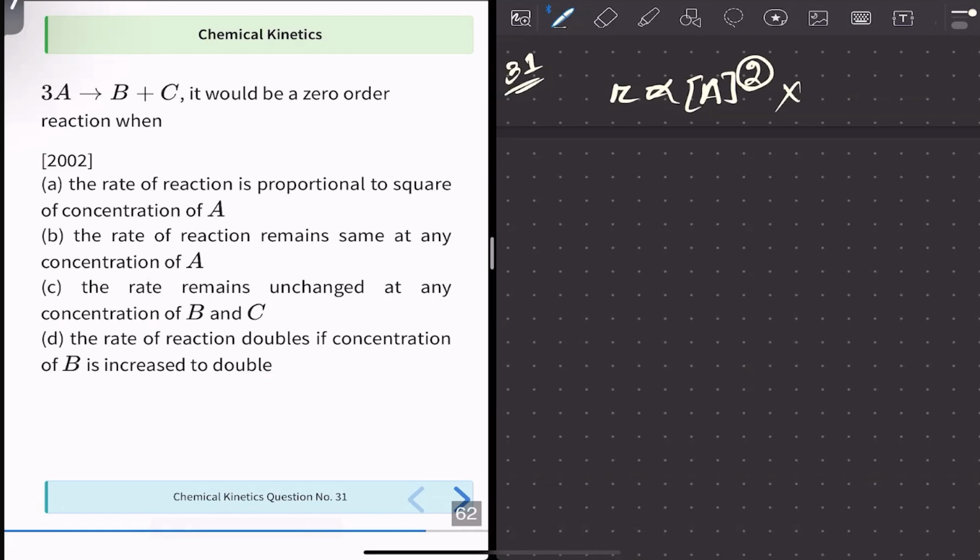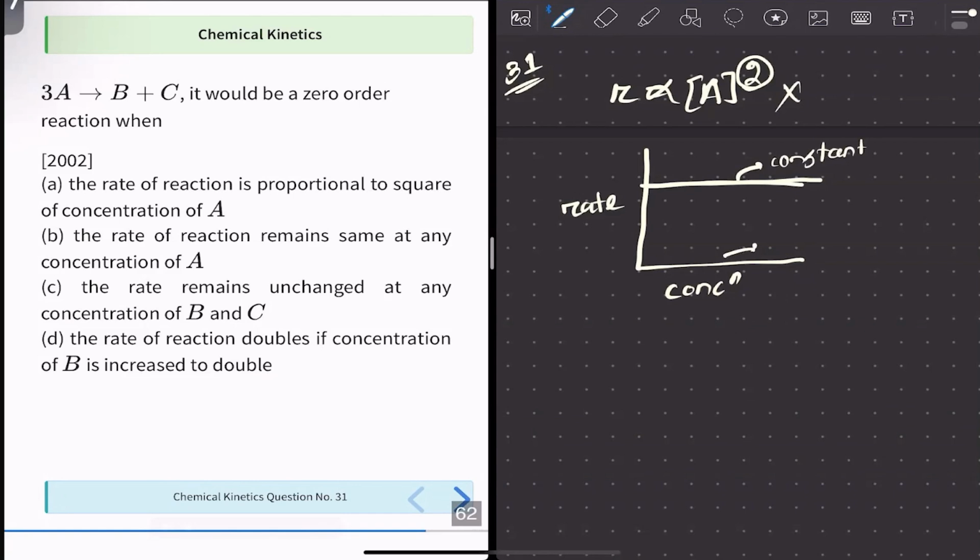If a concentration-rate graph is drawn for a zero order reaction, the rate is a constant value. If we increase or decrease the concentration, it doesn't affect the rate. The rate of reaction remains the same at any concentration of A. So option B is correct.